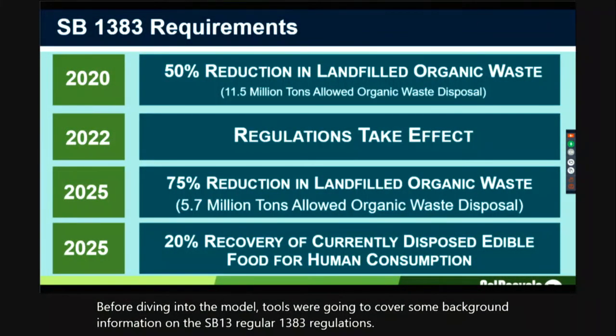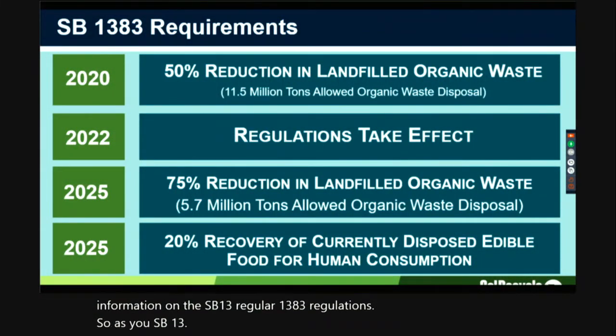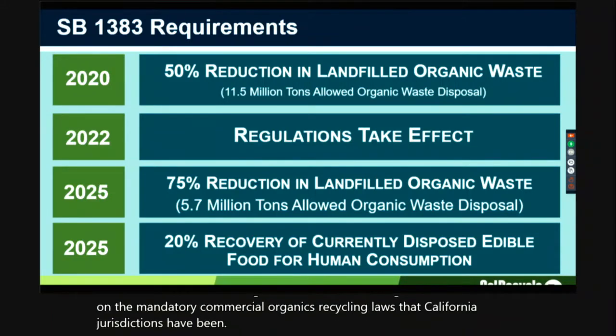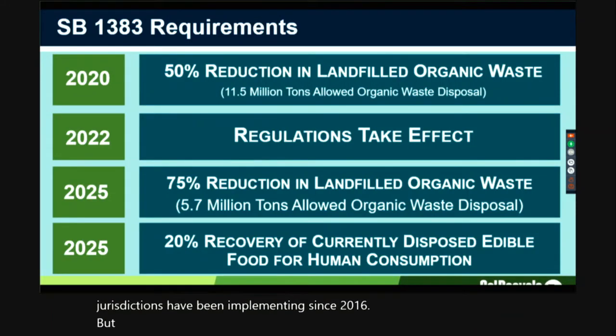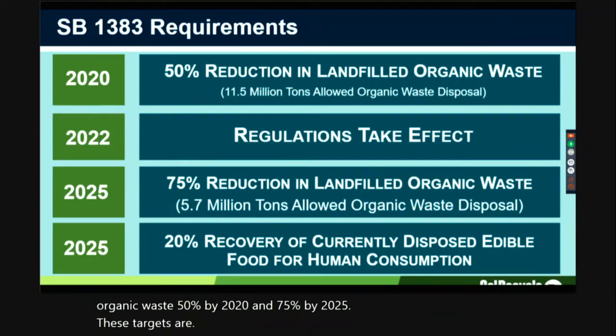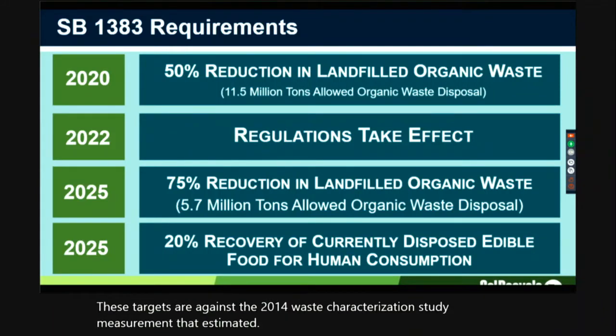So as you know, SB 1383 establishes organic waste reduction targets. It builds on the mandatory commercial organics recycling law that California jurisdictions have been implementing since 2016. But SB 1383 sets a goal for Californians to reduce the disposal of organic waste 50% by 2020 and 75% by 2025. These targets are against the 2014 Waste Characterization Study measurement that estimated 23 million tons of organic waste were disposed in California.